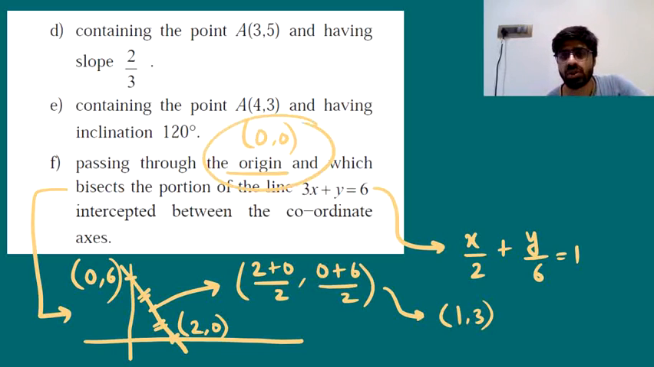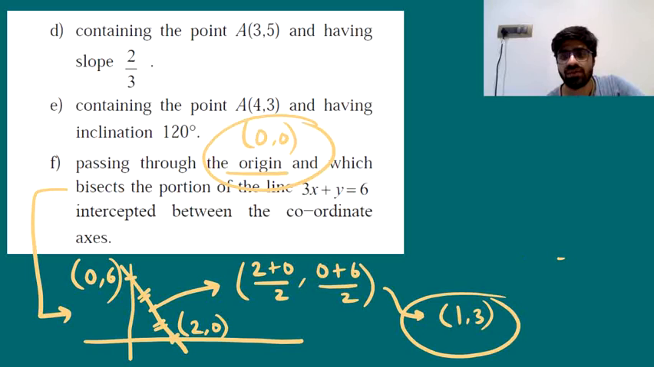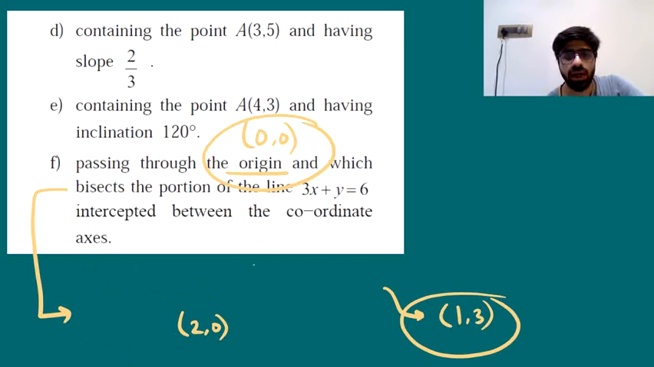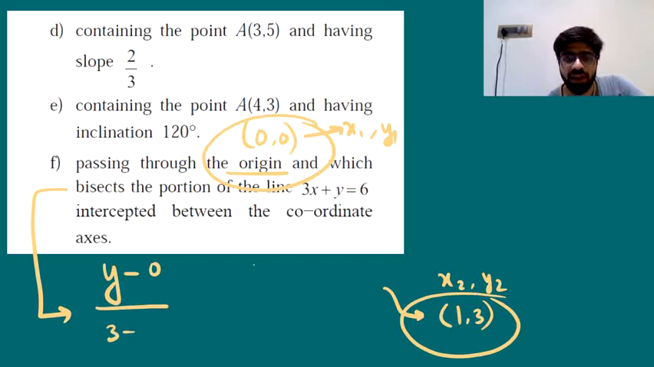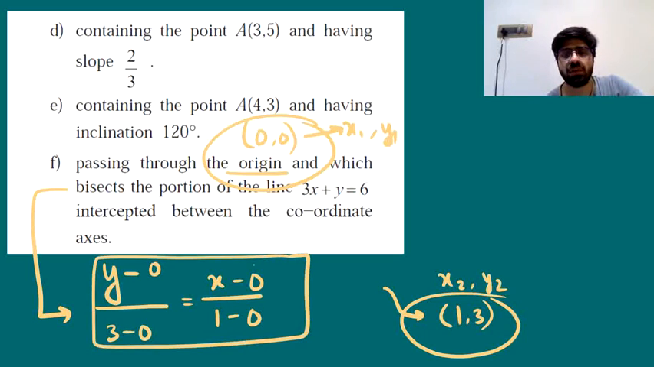So our line passes through 0, 0. And our line passes through 1, 3. And that is why we will write the equation of our line in the 2-point form. So as per the 2-point form, the equation of line is, let's treat origin as x1, y1, and let's treat this point as x2, y2. So y minus y1 divided by y2 minus y1 should be equal to x minus x1 divided by x2 minus x1. Okay, so that's the equation of our required line.